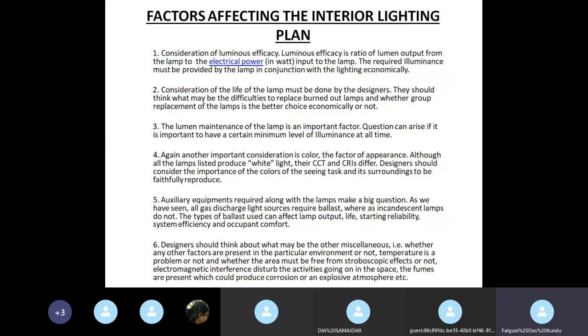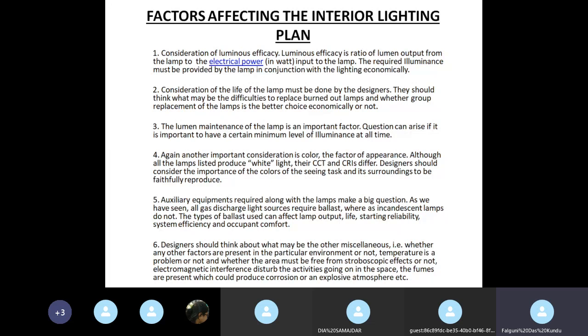Auxiliary equipment required along with the lamps is a big question. We know that all gas discharge light sources require ballast, whereas incandescent lamps do not. The type of ballast used can affect the lamp output. That means we already know that there are two types of ballast. One is electronic ballast, another is the electromagnetic ballast. So the type of ballast used also affects the lamp output, life, starting reliability, system efficiency and occupant comfort.